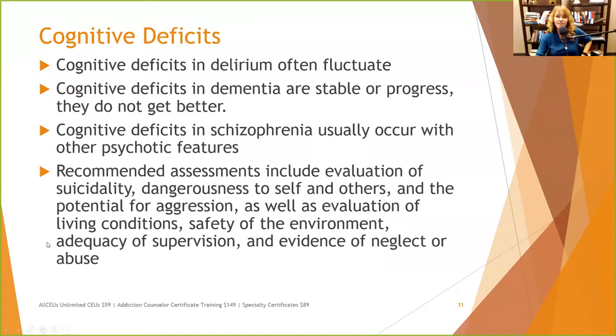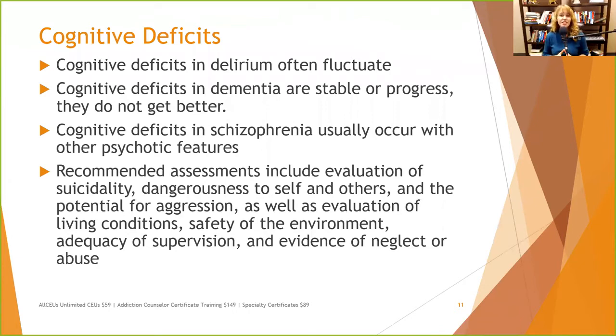Cognitive deficits in delirium often fluctuate, so be aware of that. Somebody may have a good moment. They may be lucid for a little bit and then not so much. Cognitive deficits in dementia are stable or progress. They don't get better. So it could help you identify whether you're dealing more with delirium or dementia.